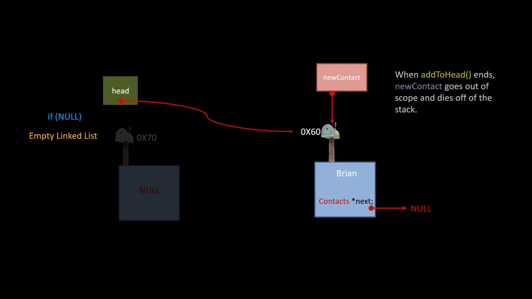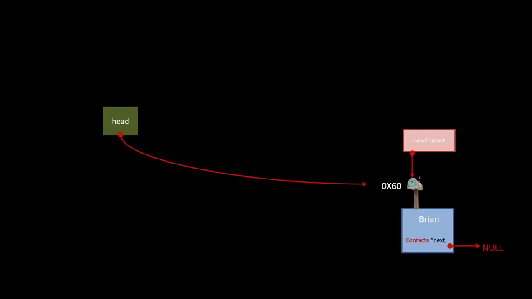So new contact and head are both pointing to the same memory address. One thing to note is that when we finish with the add to head function, new contact goes out of scope and dies off of the stack, so that's no longer there. Then we get into another situation. Let's say we've got head, and head does not equal null. It means we've got a minimum of one node in our linked list, in which case it happens to be Brian.